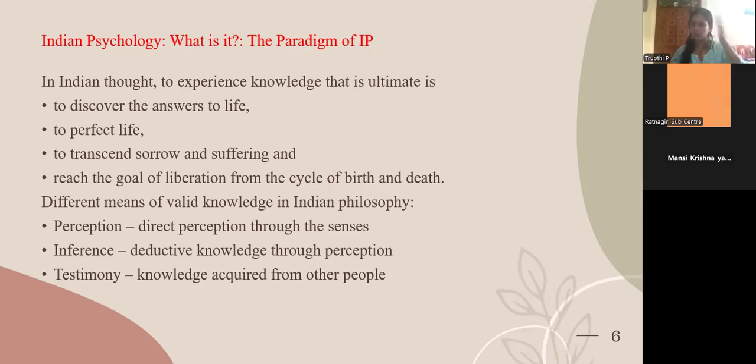Right now, perception is basically direct perception through senses, right? So you have five major senses that we talk about, but recent science research will tell you that there are about 11. Some say 21, but it keeps updating, but the standard is 5. So direct perception through your five senses, that is valid. Second is inference, that is deductive knowledge through perception. So you perceive something, and the deduction is inference. Third is testimony, knowledge acquired from other people.